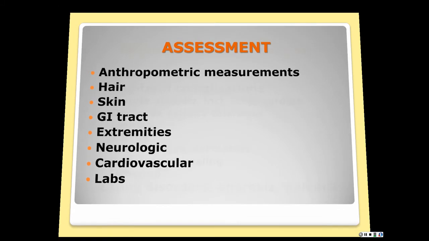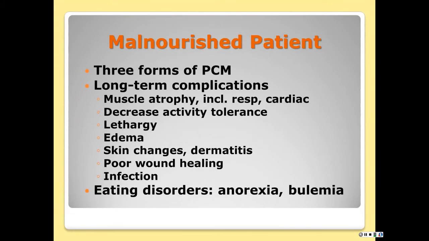Now, when we're talking about the malnourished patient, this is a patient who has undernutrition. Your book talks about 3 forms of protein calorie malnutrition. I'm not concerned that you're able to spout those off. I really mainly want you to know that your patient is malnourished as a result of inadequate nutrient intake. They may have an increased nutrient loss, or for some reason they have an increased nutrient requirement that they're not meeting. So what happens with long-term malnourishment is your patient starts to get some complications.